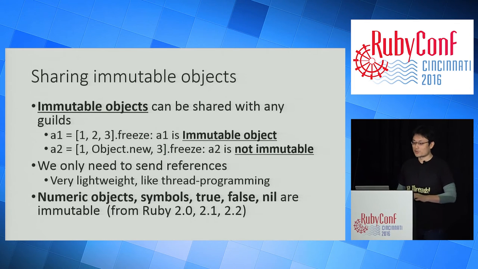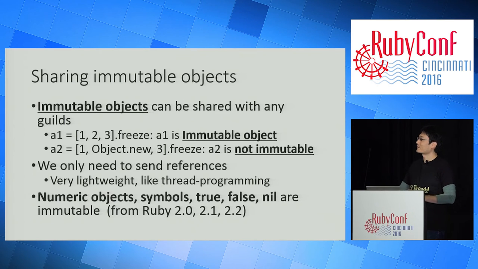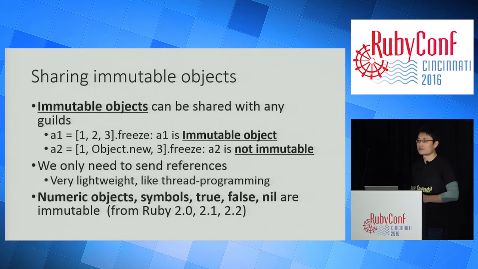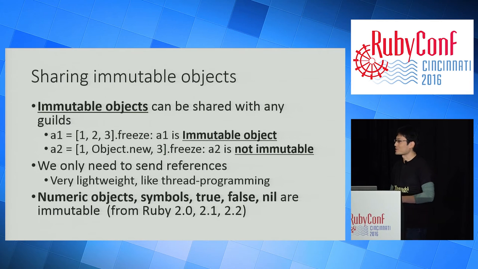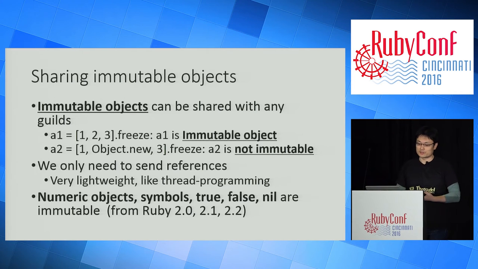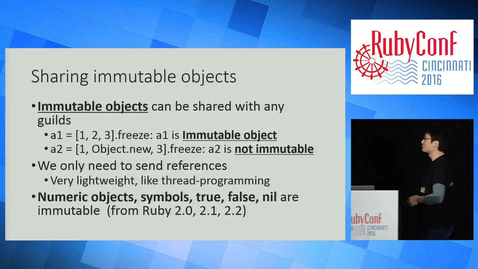In this case, an immutable object is not just a frozen object. Please see this line, A2. The array is frozen, but this A2 contains mutable objects. So in this case, array A2 is not an immutable object. For immutable objects, we can send only the reference to the other guilds, so it is very lightweight. Numeric objects and so on are also immutable, so we can send them without any overhead.